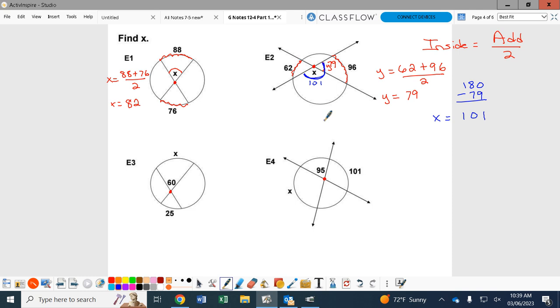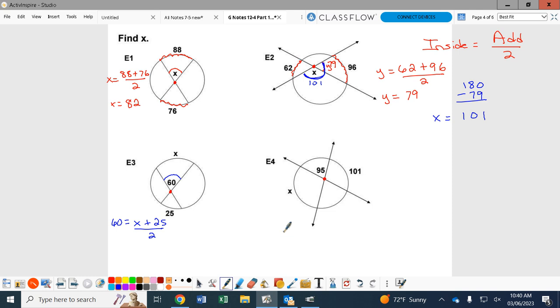All right. On this next one, is the 60 in line with the x and the 25? Yes or no? Yes, they're all in line. Therefore, I'm going to take this one right here. That's actually my answer. I'm going to start with that. 60 equals, that's the angle. We already know the angle. And it's equal to x plus 25 divided by 2.